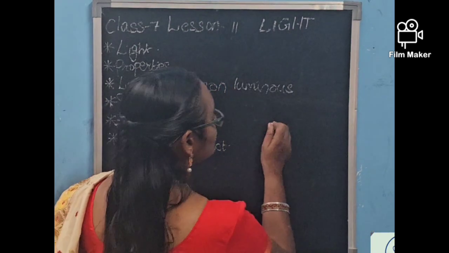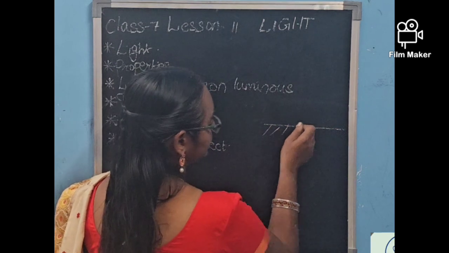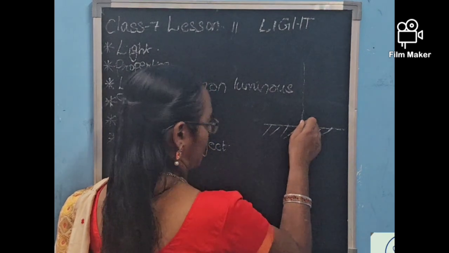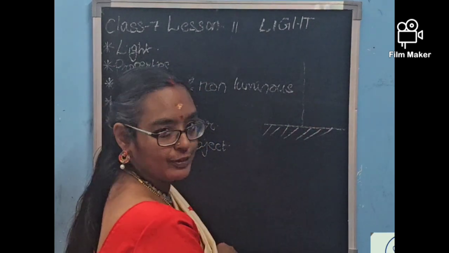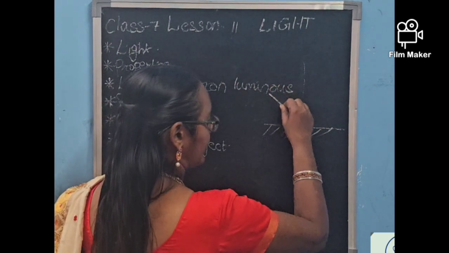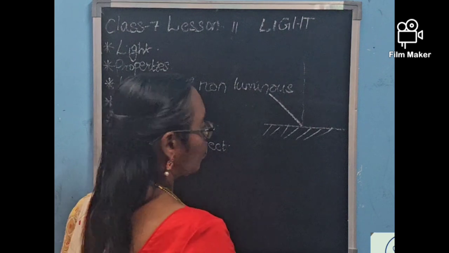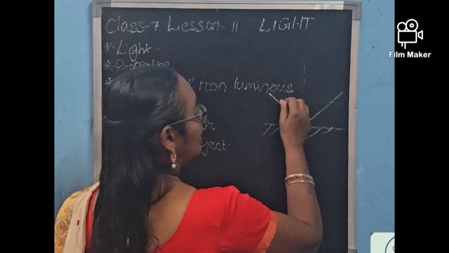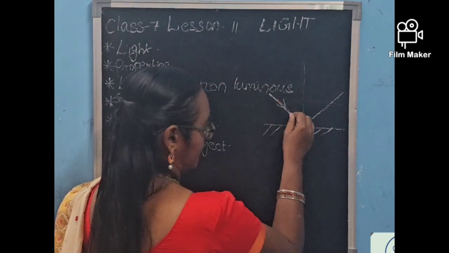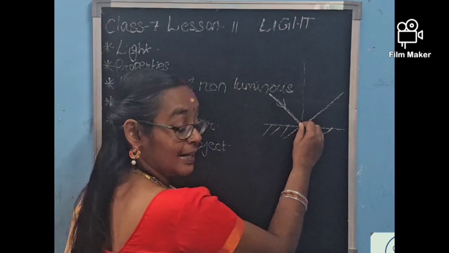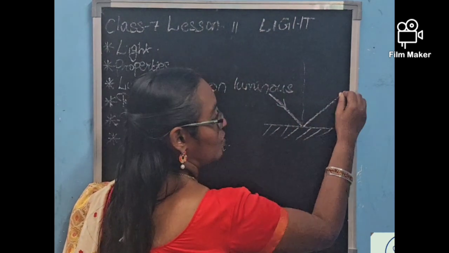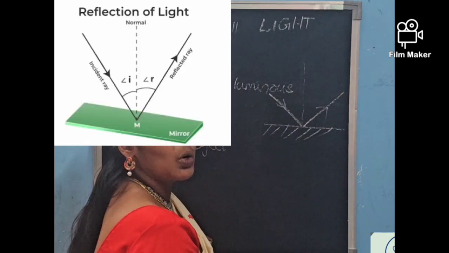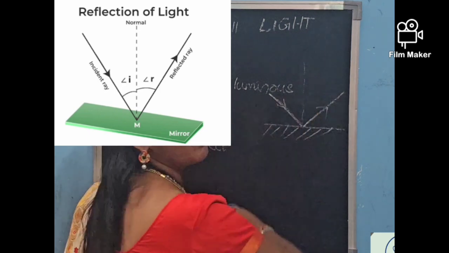If we consider this as the surface, and we draw a normal, which means a perpendicular line. When a ray of light falls on the surface, what happens? It will be reflected back, or bounced back. This is the incident ray, and this is the reflected ray. The rays will be reflected back. So this is reflection.